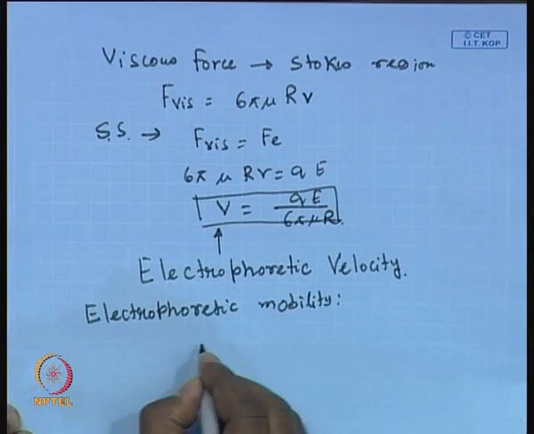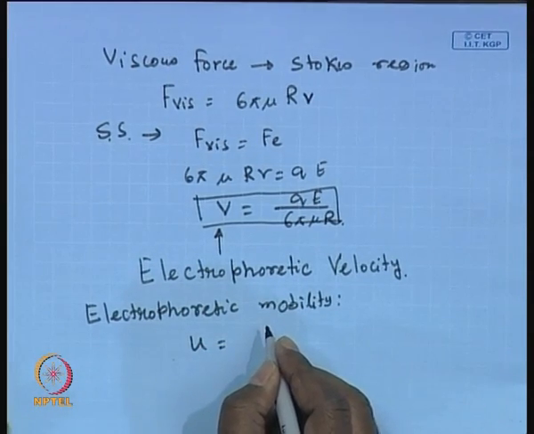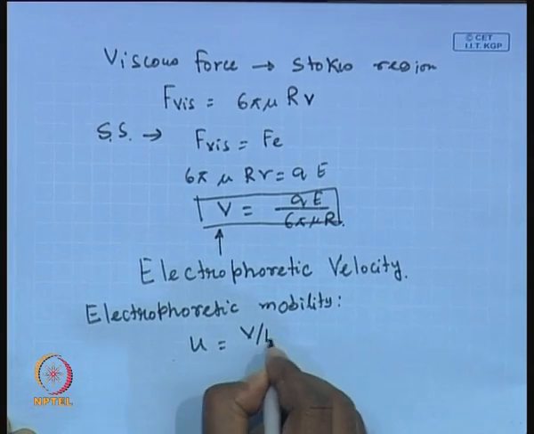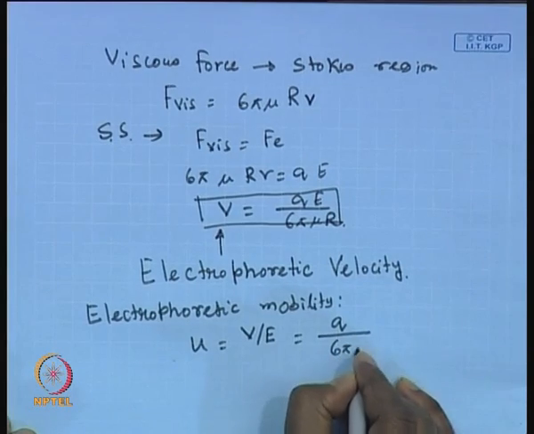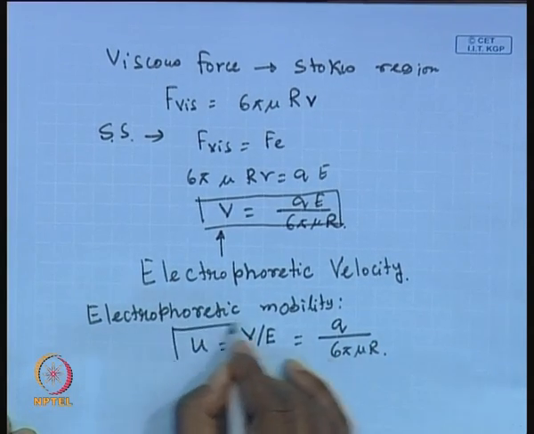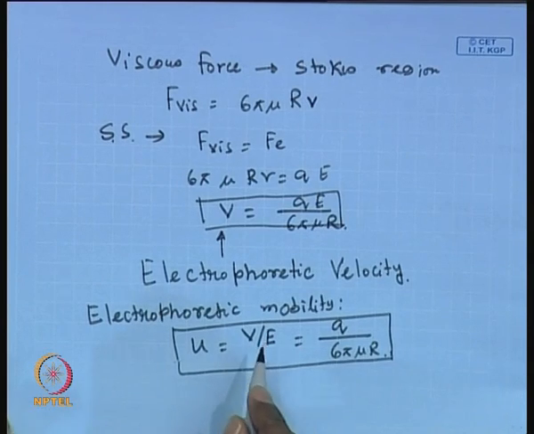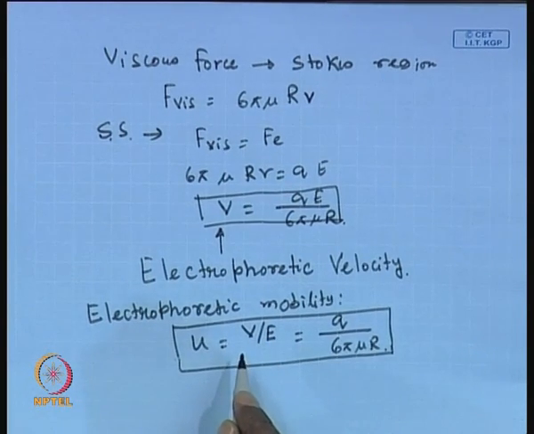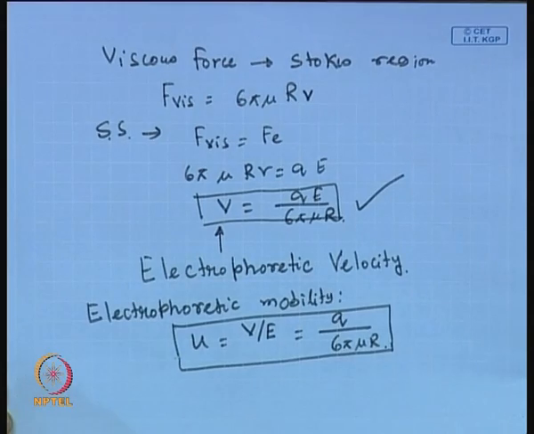Electrophoretic mobility is defined as electrophoretic velocity per unit field strength, right. So, V divided by E. So, this becomes Q divided by 6 pi mu r. Okay. So, that is the expression of electrophoretic mobility. Therefore, depending on the situation, if we have kappa A much less than 1, that means if we are talking about a diffused double layer, we are going to use this expression as electrophoretic velocity.